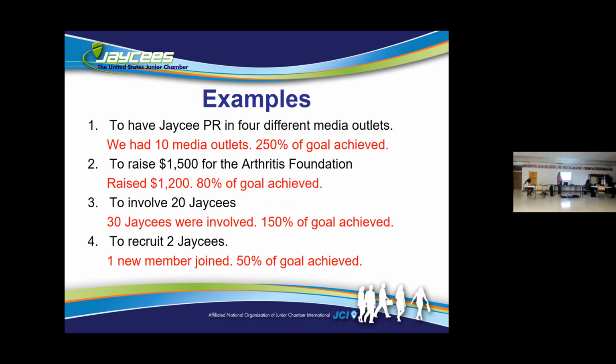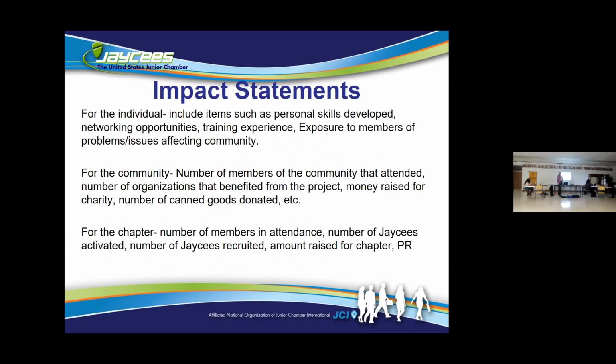Here are some examples from before, where you wanted to have so many PR outlets, so you can see an example of how you would write that goal. If you raised a certain amount of dollars for a foundation, if you wanted to involve so many Jaycees, and if you recruited any events. And here are some examples of the impact statements you would put here, so you can see how it's broken down. Depending on the event, the impact could be really long, like Covid. That's a lot of impact going on. Or it could be short and sweet, depending on the event.